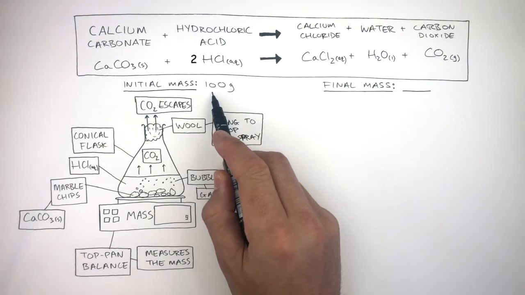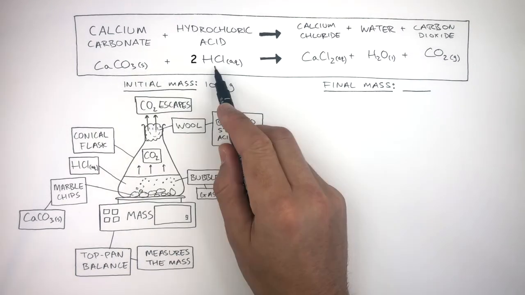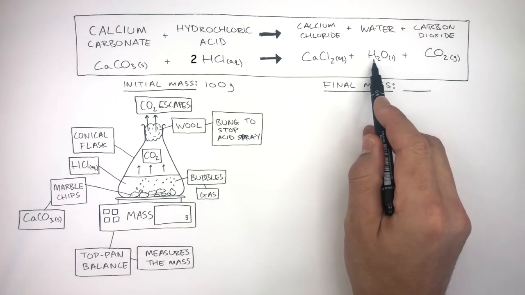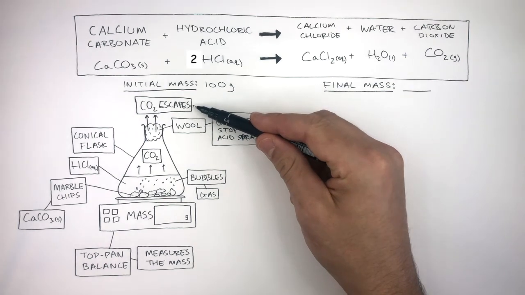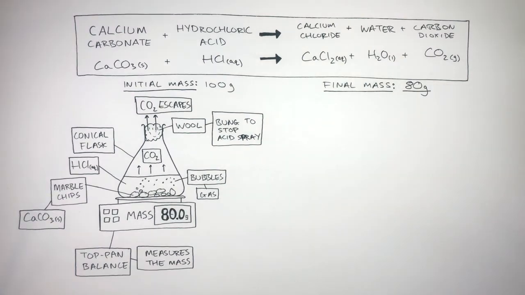The initial mass of the reactants was 100 grams due to the calcium carbonate and hydrochloric acid, and this was measured using a top pan balance. Now, when we look at the products, we can see the final mass will consist of calcium chloride and water. The carbon dioxide, on the other hand, has escaped, so this will not be included in the final mass. Therefore, the final mass has decreased to 80 grams.